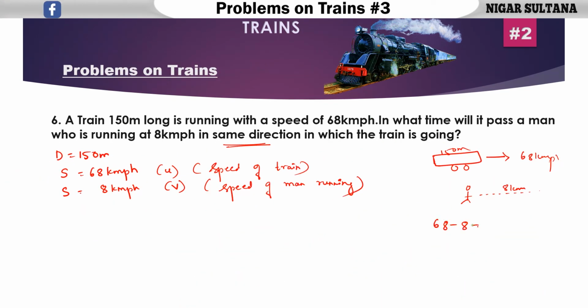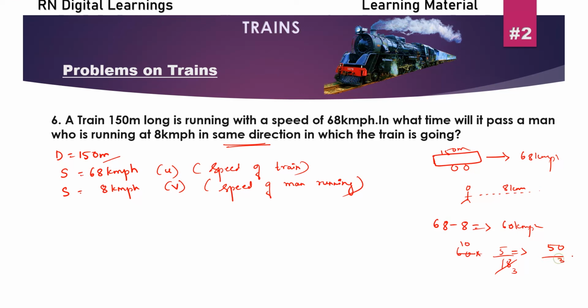68 minus 8 is how much? 60 kilometer per hour. Distance is in meters, and how can I write this kilometer per hour? 60 into 5 by 18. So how will you solve this? 6 3s are 18, 6 10s are 60, and this will give us 50 by 3 meter per second.